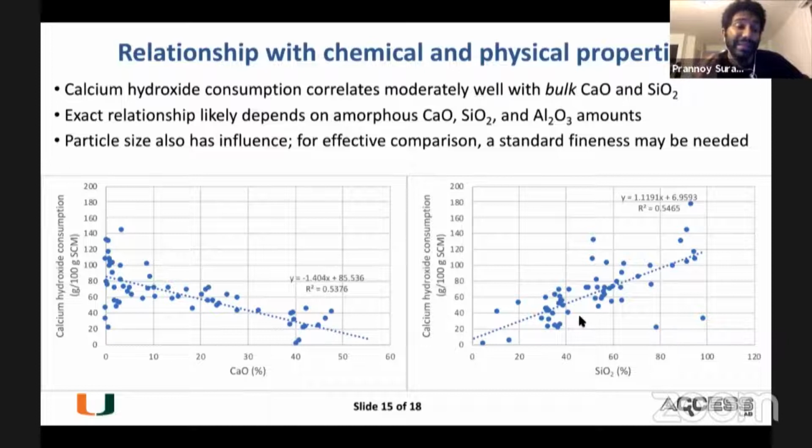The particle size of the SCM that you're using also has a very significant influence. And for effective comparison of different materials, we recommend using roughly the similar particle size or fineness for all these different SCMs, although in practice, we acknowledge that that's not easy.